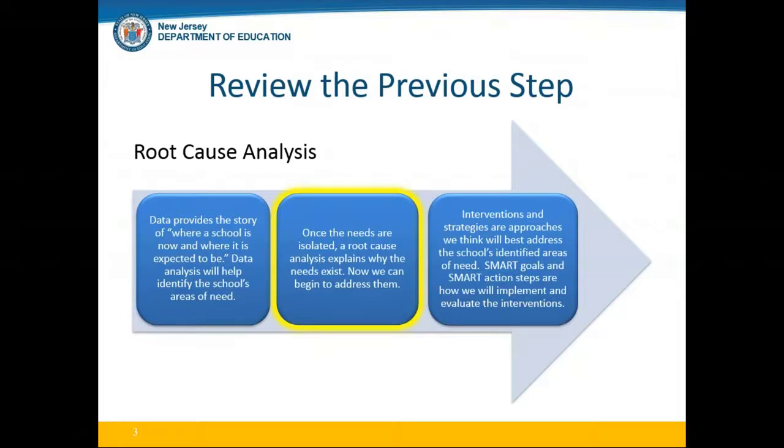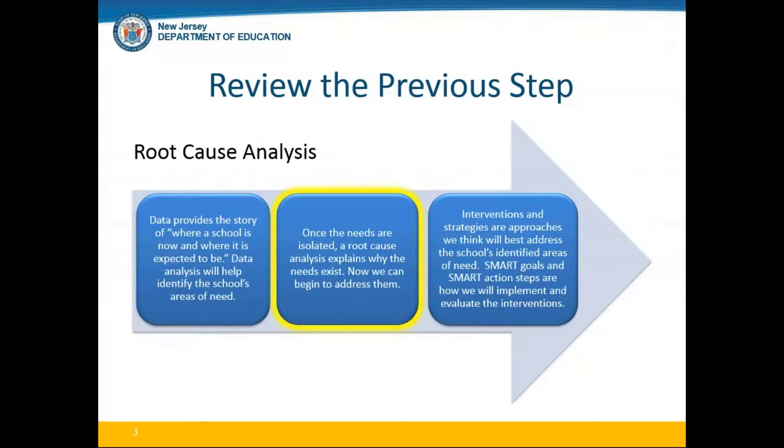Root cause analysis allows us to move from data to action by examining the quantitative and qualitative data that we collected in the data analysis and needs assessment and identify the underlying areas of need that we will address through our intervention strategies. Essentially, the root cause analysis answers a series of questions. What is happening? What do the data tell us about the performance of our students? What are the key areas of need? Why is it happening? And what is the most immediate area of need?